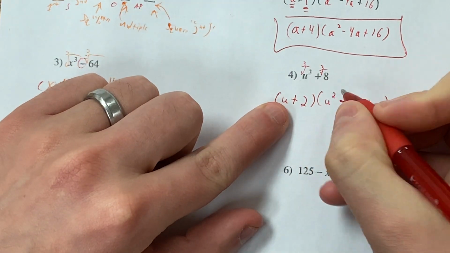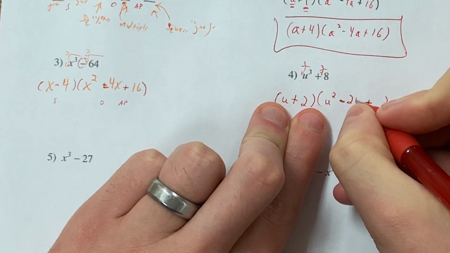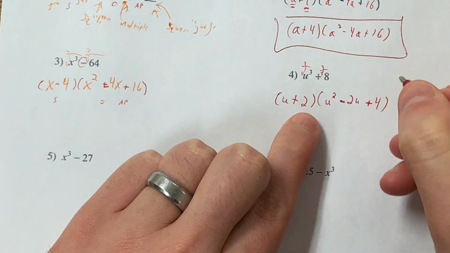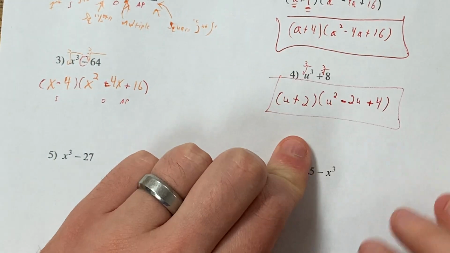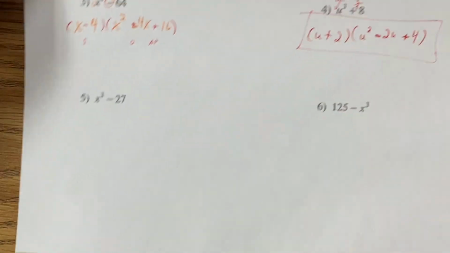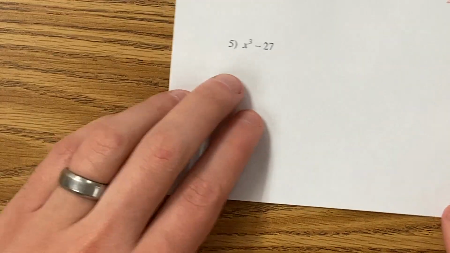U squared, 2u, and 2 squared is 4. Feel free to rewind at any time to rewatch.